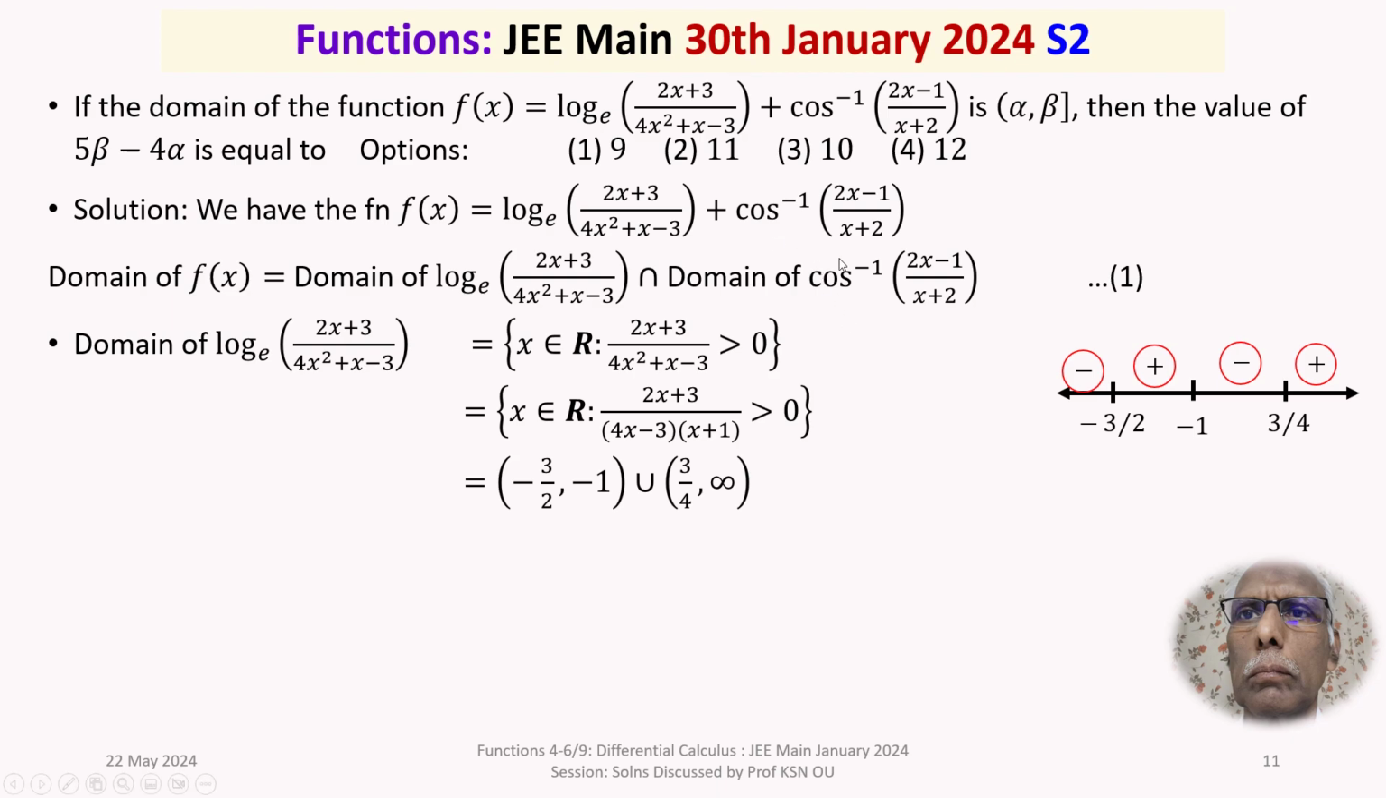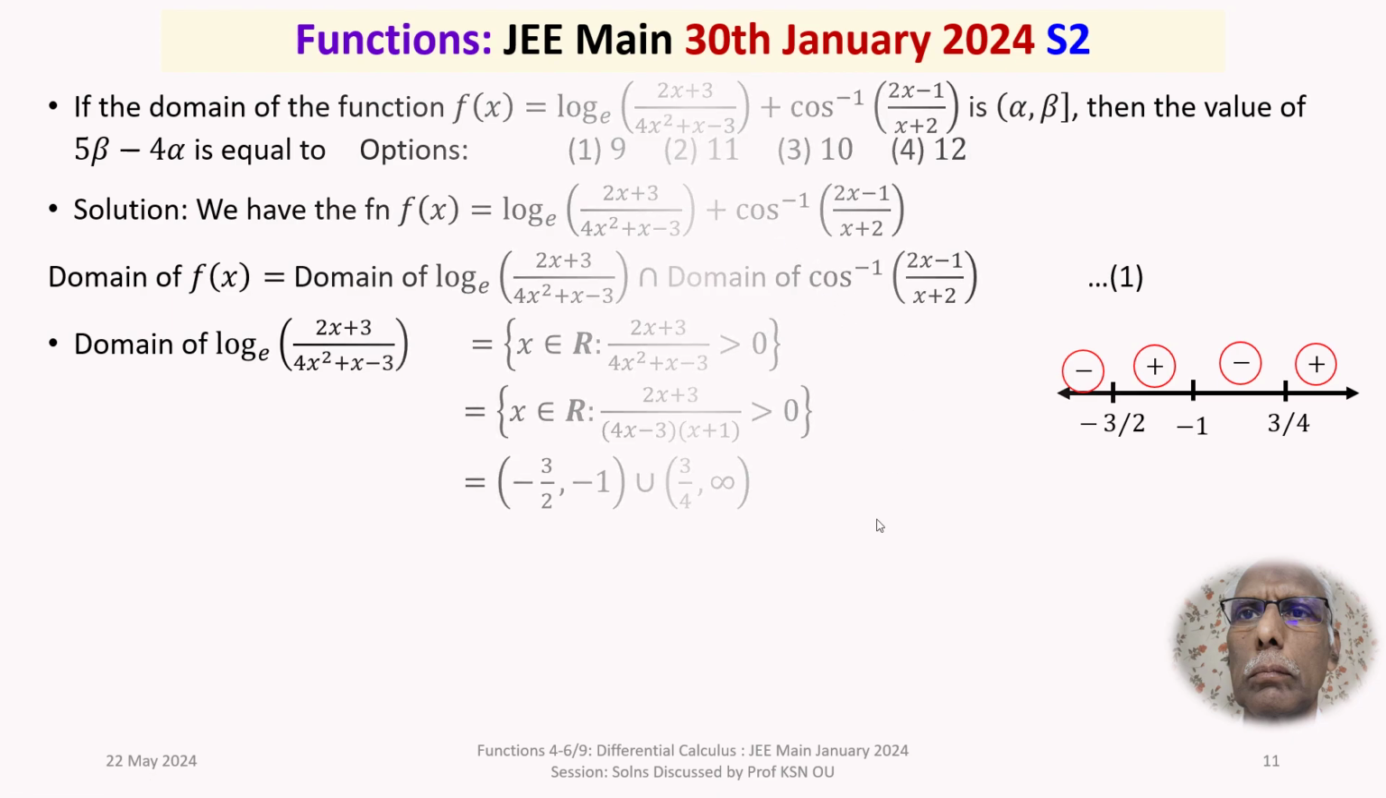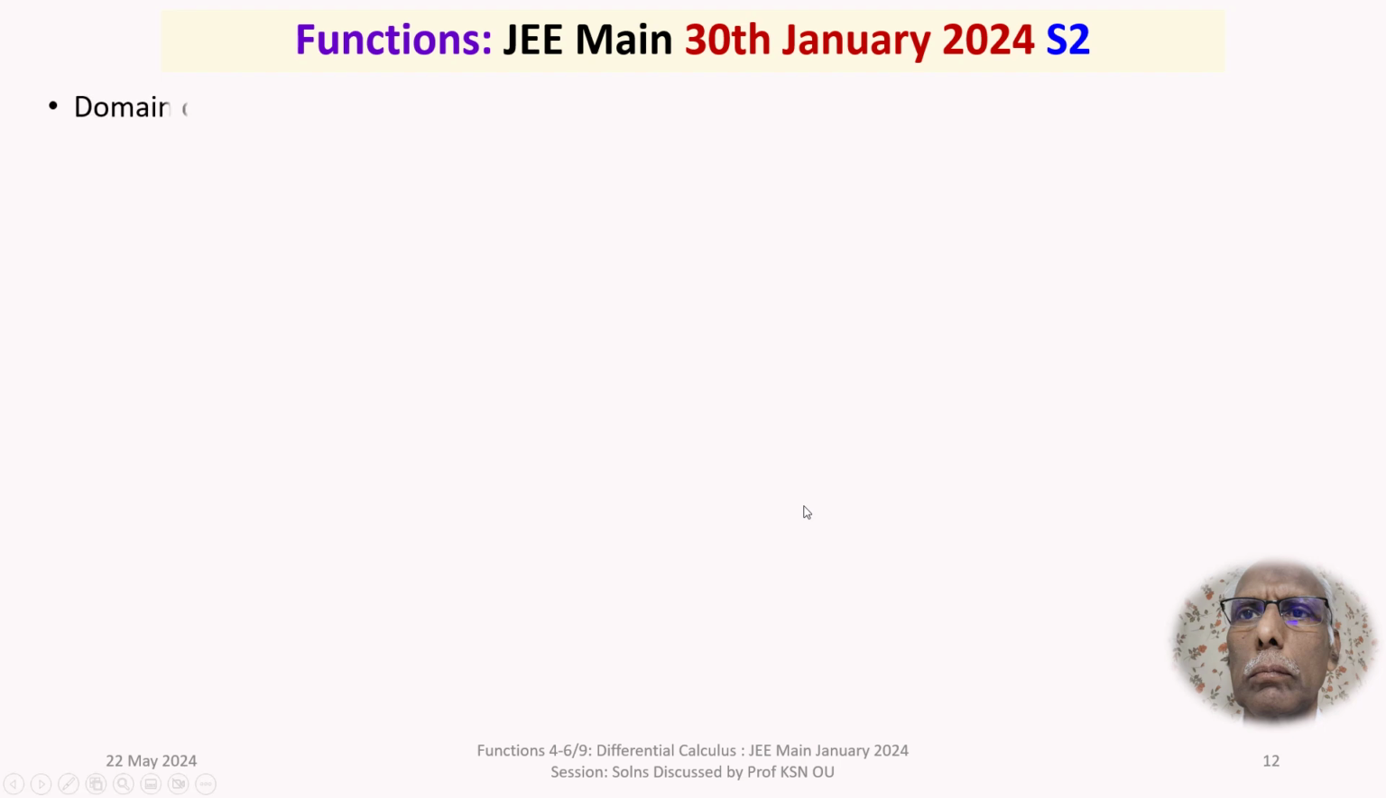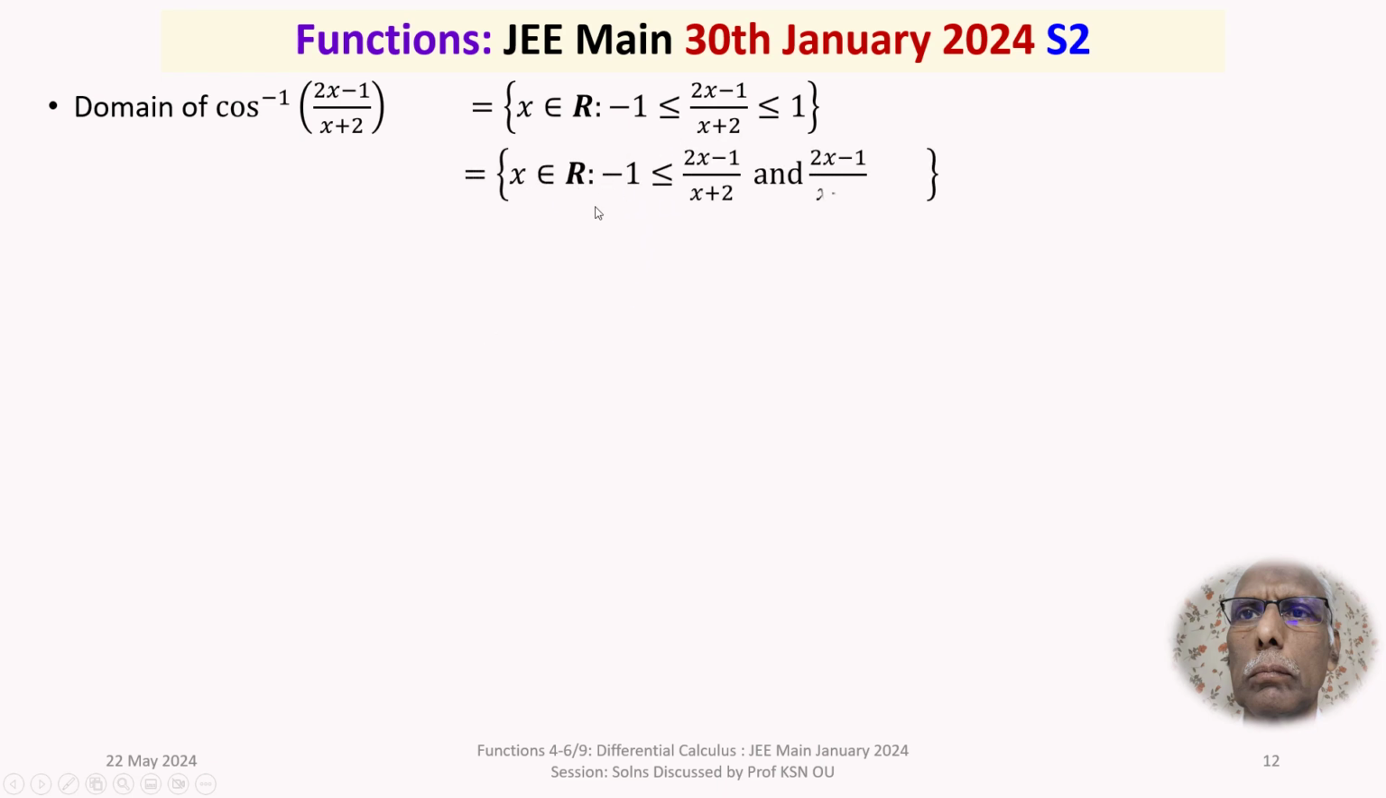Consider the second function and consider its domain. The domain of cos inverse of (2x minus 1) by (x plus 2) is the set of all x belongs to R such that the domain of cos inverse is minus 1 less than or equal to (2x minus 1) by (x plus 2) less than or equal to 1. Let's now break this one inequality. x belongs to R such that minus 1 less than or equal to (2x minus 1) by (x plus 2), and (2x minus 1) by (x plus 2) less than or equal to 1.